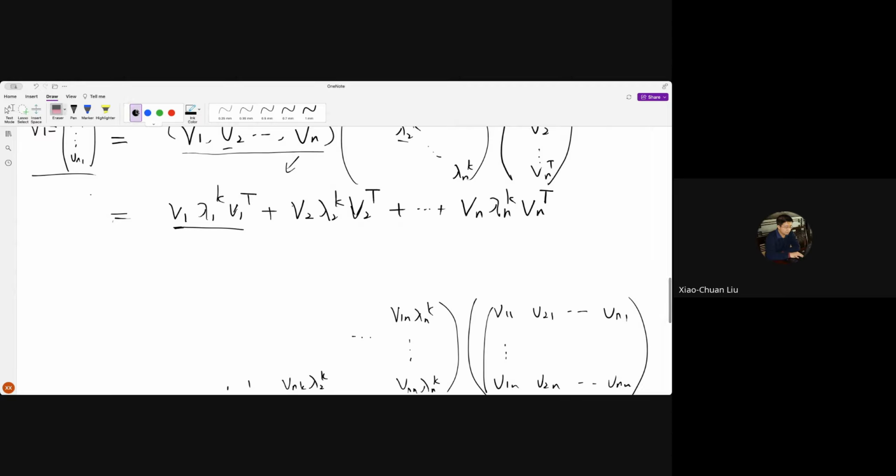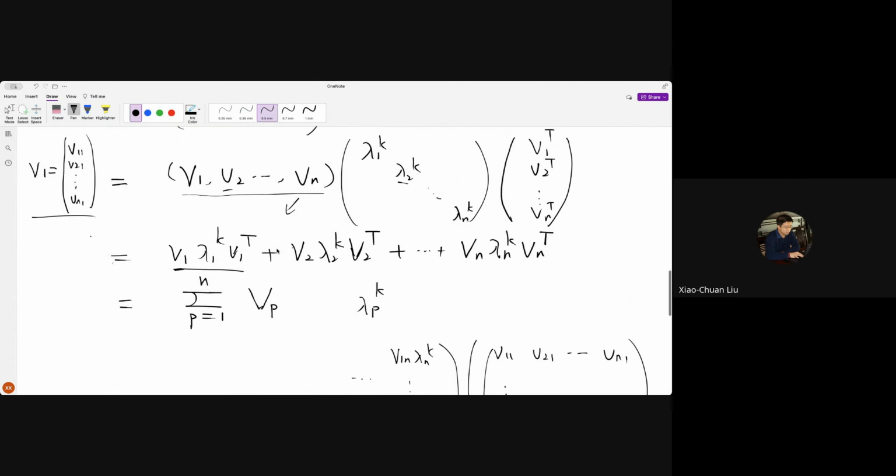And then what is that? So then I got a sum, which P from 1 to N. Okay, so each we get V. Yeah, I think it's correct. So we got lambda P to the power of K. We have lambda P. Is it correct?